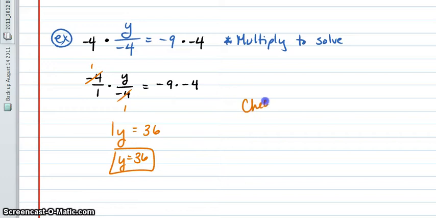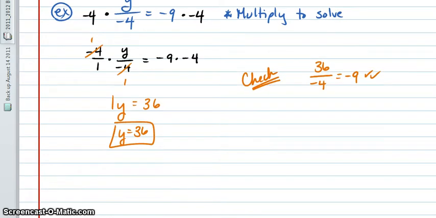I can check it by going back to that original equation and putting 36 in and asking myself, what is 36 divided by -4? Well, it's -9. And that gives me a true statement. Let's do a couple more examples.